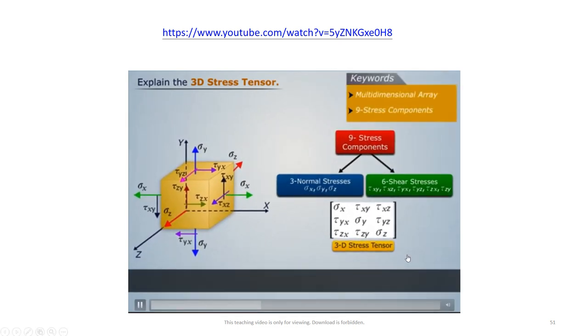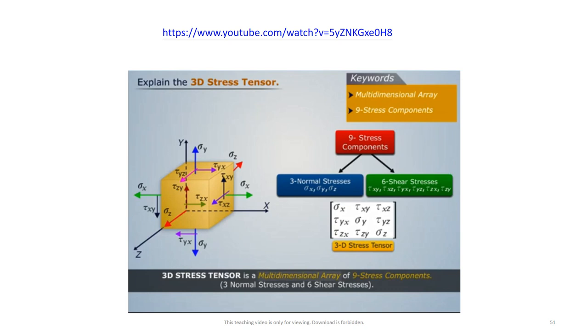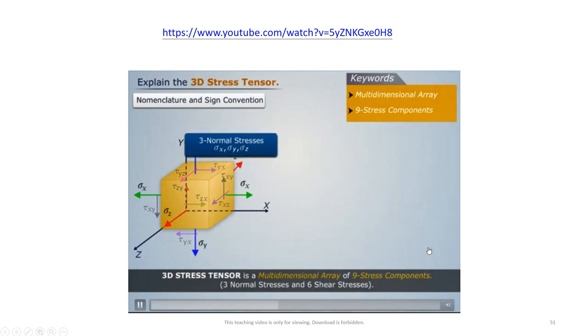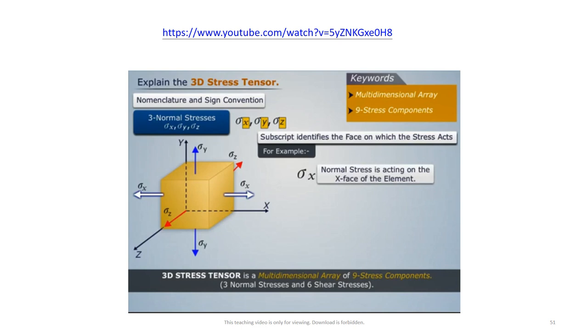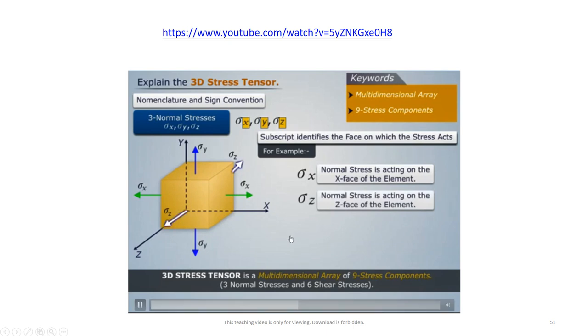Thus, a 3-dimensional stress tensor is a multi-dimensional array of 9 stress components. Now let's discuss the nomenclature and sign convention for these stress components. Let's start with normal stress. It has a subscript that identifies the face on which the stress acts. For example, normal stress sigma x is acting on the x face of the element, and the normal stress sigma z is acting on the z face of the element.